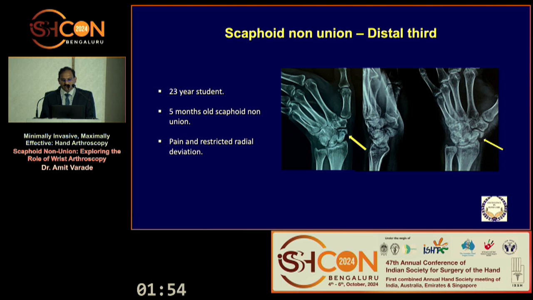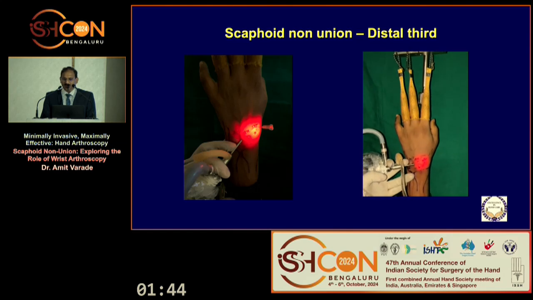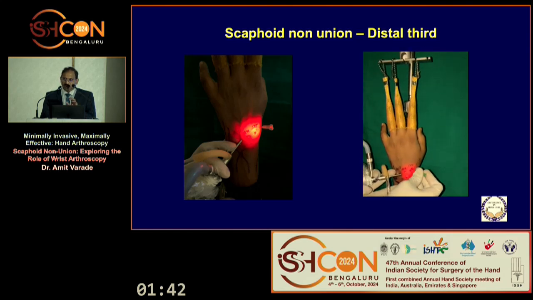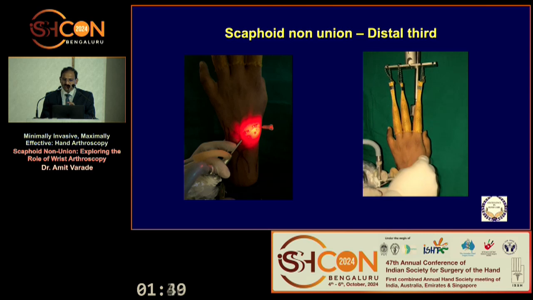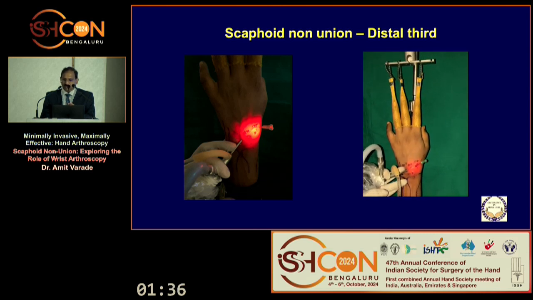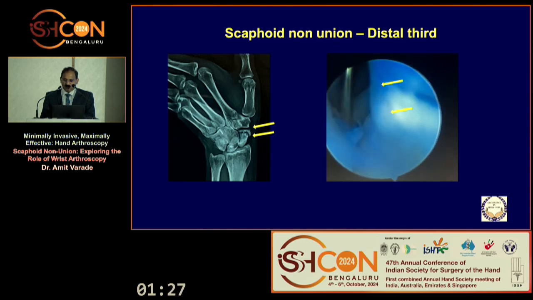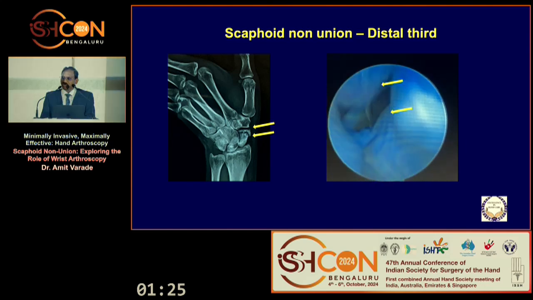Another case of distal third non-union of the scaphoid. This was a 5-month-old non-union. Here the important point is, it is very difficult to approach this distal non-union through the midcarpal radial portal. So we need to make an additional portal, that is the STT portal. Here we are seeing through the STT portal, we are bang in the distal third non-union of the scaphoid.